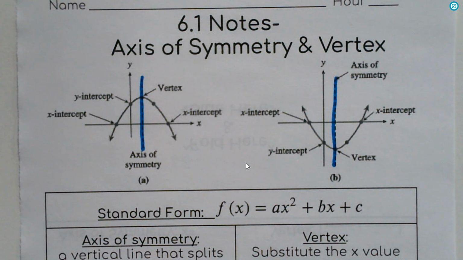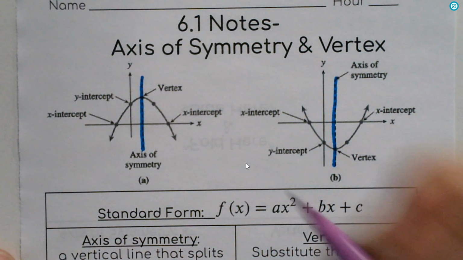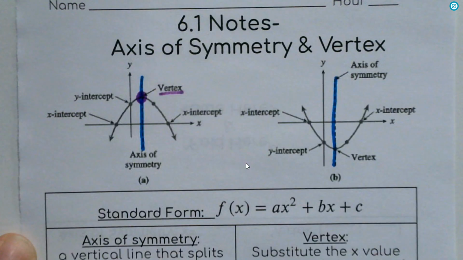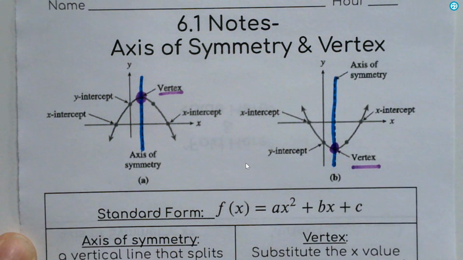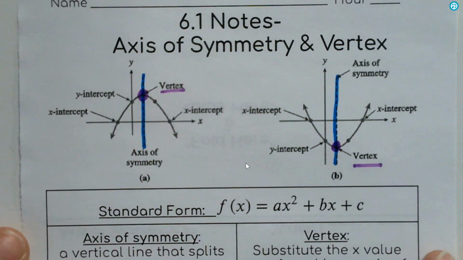So we are going to be finding the axis of symmetry, which is the line that chops a quadratic in half. And then we are also going to be finding the vertex, which is the point at either the very top middle of our graph or the point at the bottom middle of our graph. So our vertex is that bottom middle or that top middle point.